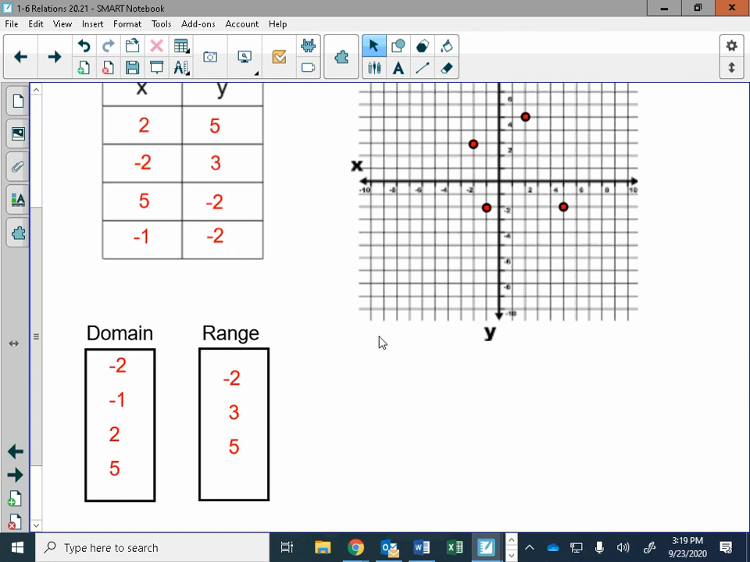So when the mapping comes in, we actually just draw arrows from the -2 to the y that it matches up with, the domain and the range that it matches up with. So here's the ordered pair, -2, +3. Here's the ordered pair, -1, -2. This would be the ordered pair 2, 5. And last but not least is the ordered pair 5, -2. And you remember there were 2 -2s in our table. Well, there's 2 arrows pointing to that -2, which means, yeah, there are 2 -2s in the range.